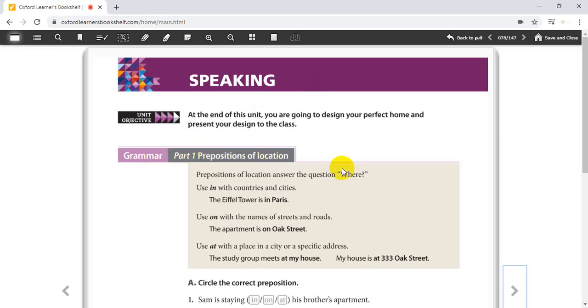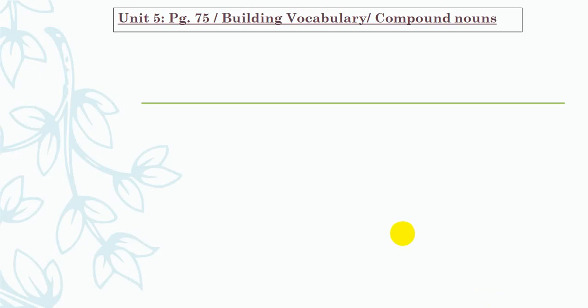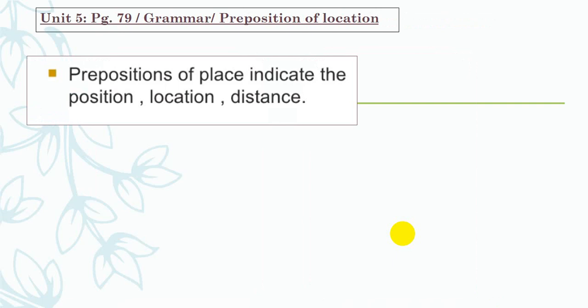Prepositions of location. Alright. So now let's have a look at this preposition of location. Prepositions of place or location indicate the position, location, or distance of the noun. Okay, it tells you where the noun is. Now, a noun can be a place, a person, or a thing. So, a preposition of place or location basically answers the question where.